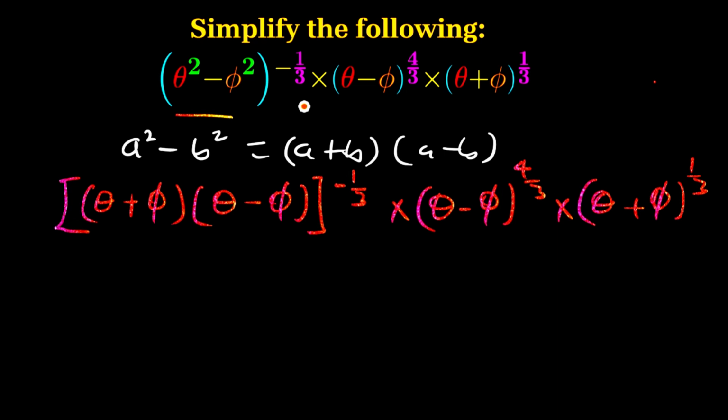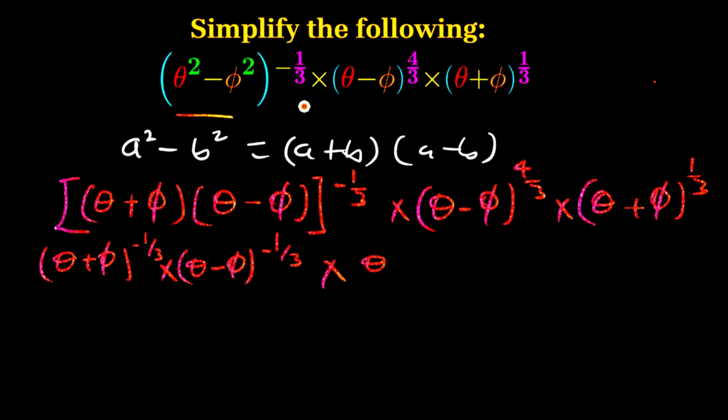So we can have this as (θ + φ) raised to power negative 1/3, times the other one, that is (θ − φ) raised to power negative 1/3, times this one here, which is just (θ − φ), raised to power 4/3, times this one, (θ + φ), raised to power 1/3.